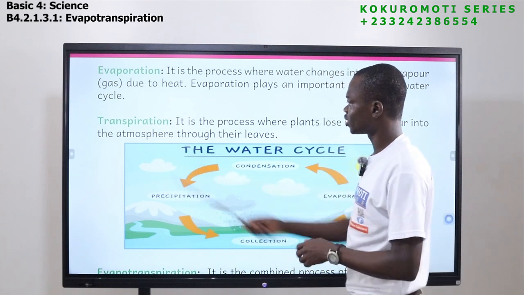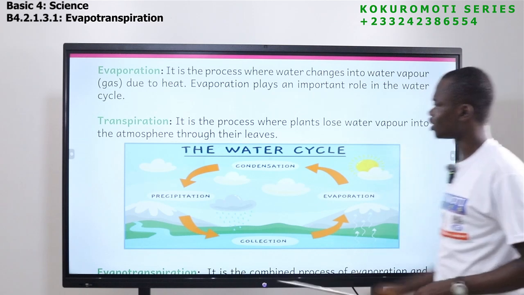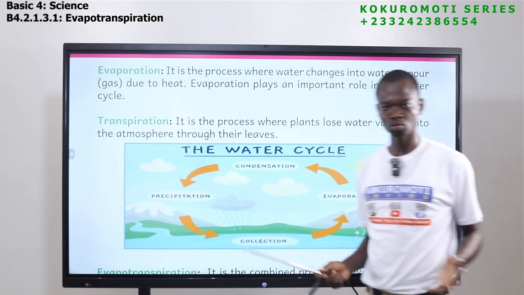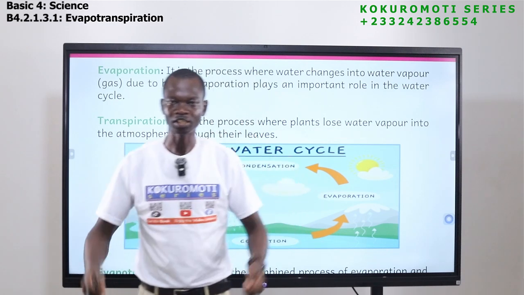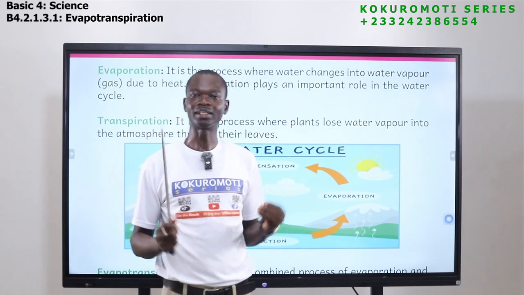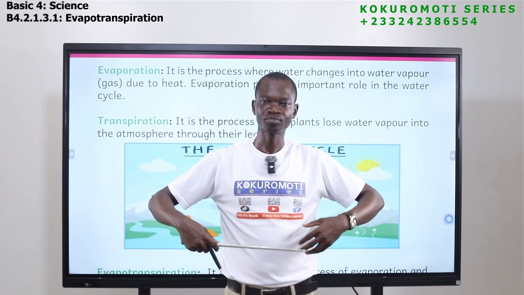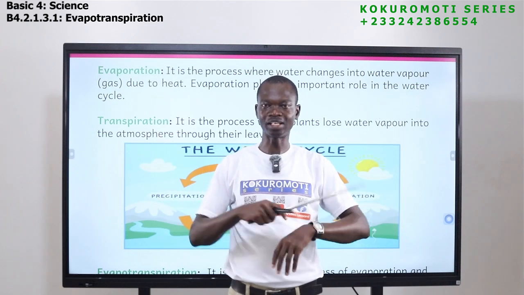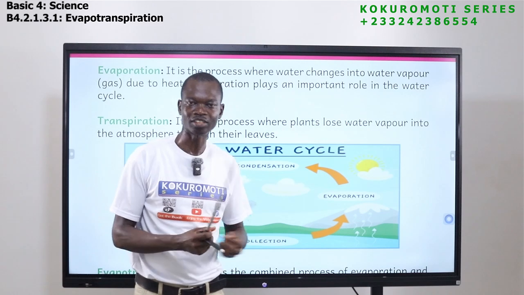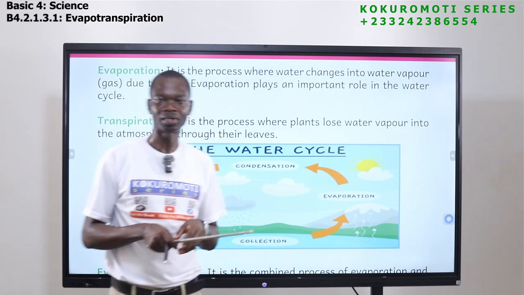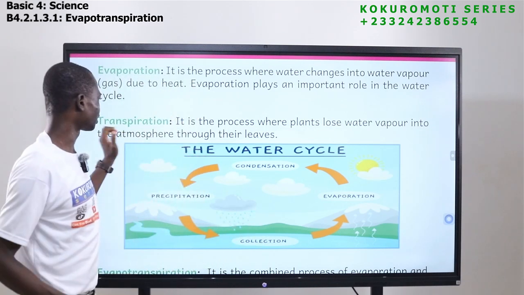Okay, the next thing that you should know is transpiration. It is a process where plants lose water vapor into the atmosphere through their leaves. So plants too lose water. They absorb water from the soil, and the water from the soil goes to all parts of the plant. But sometimes they lose some of this water into the atmosphere through the leaves. This happens when there is sun. The sun shines and part of the water in the plant will be released into the atmosphere in the form of water vapor, and that is what we call transpiration.